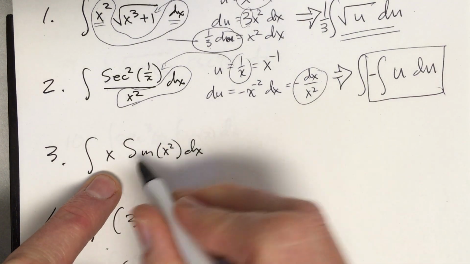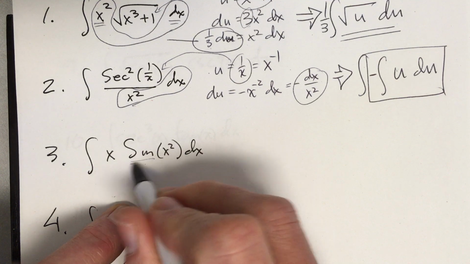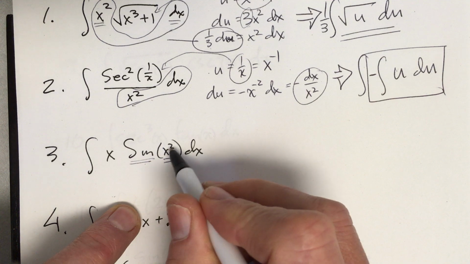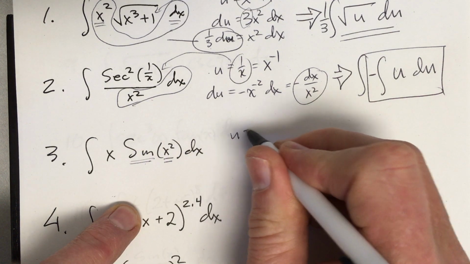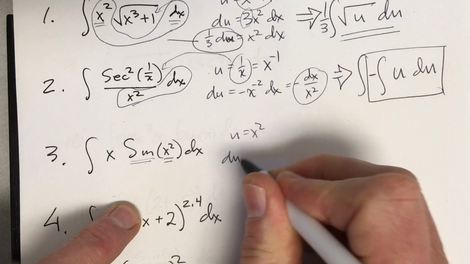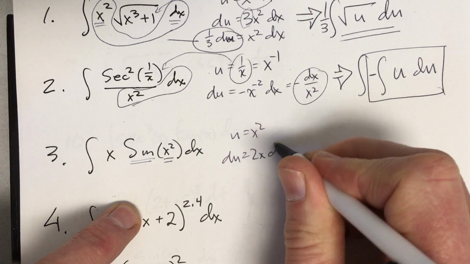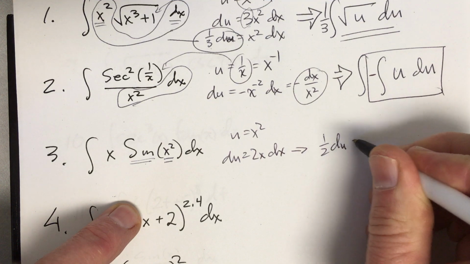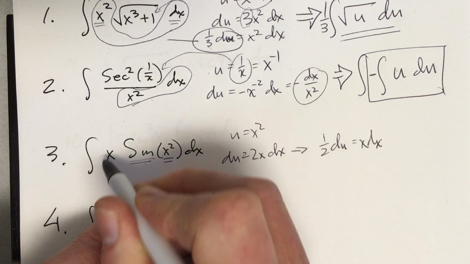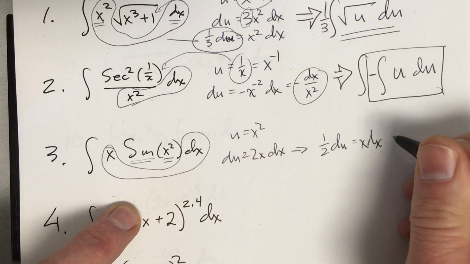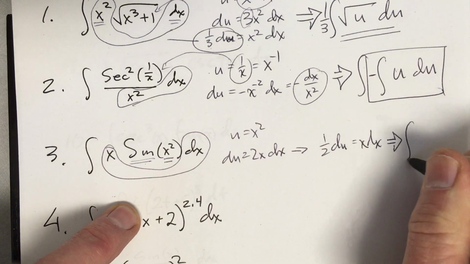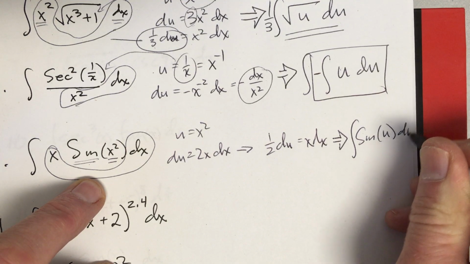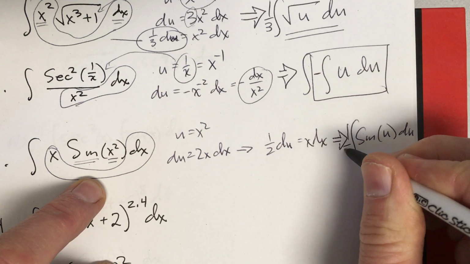This is very simple. But again, you just want to not think of it as like the sine. Think of it as the part that when I take the derivative of that, I will find that part later. So u equals x squared, du equals 2x dx. So then I know that 1/2 du equals x dx. There's my x dx part. So again, this then is just equal to the integral of the sine of u du with the 1/2 out in front.